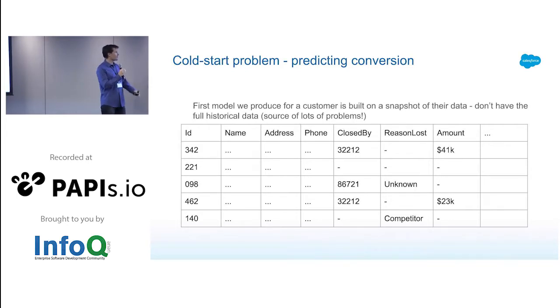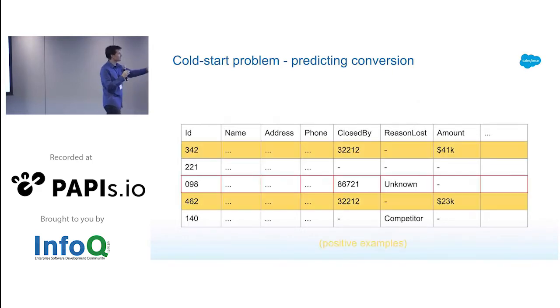But there will likely be lots of more specific stuff than just contact info. And so I've called out 3 fields that are relevant for making these predictions. This is a closed-by field, which would be an ID of whatever sales rep finished this lead. There might be a reason why this lead was lost, and there might be an amount that this lead was for. This is all just data that's sitting there in the database.